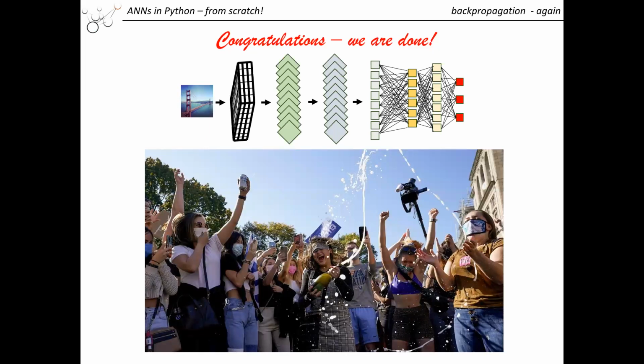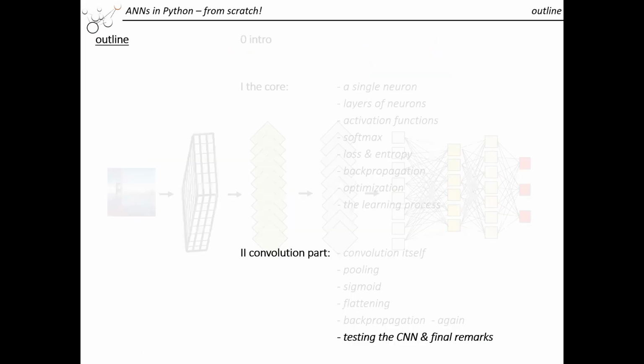But still, we have to test it. And that's the last chapter. So we want to test the CNN. So we want to really build the CNN with the forward part, the backward part, the optimization. I want to see whether it really learns. And then, of course, I want to say a few things about the training process and how to select the proper training sample.